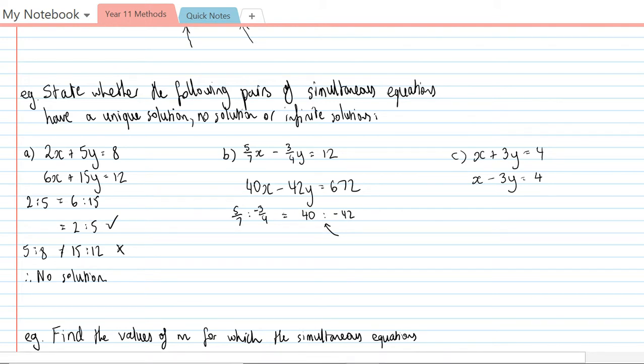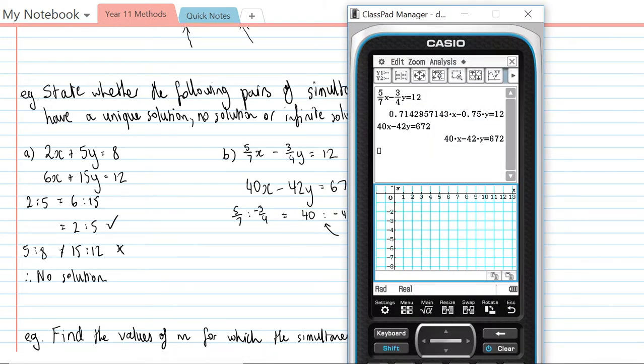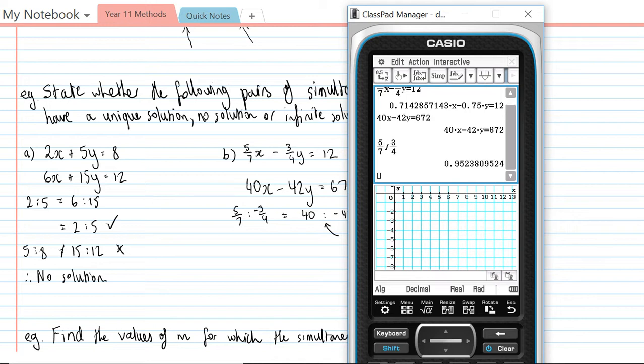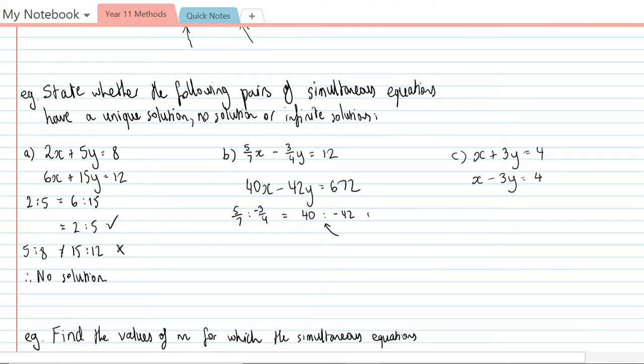So I might actually just go ahead and do that. I might even just highlight that, drag it down here, and make that divided by. So 5/7 divided by negative 3/4 is that. And then 40 divided by negative 42 is that. Okay, so they are in fact the same value, and so those numbers are in a ratio.